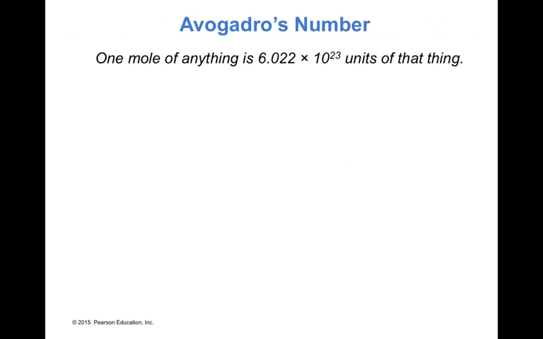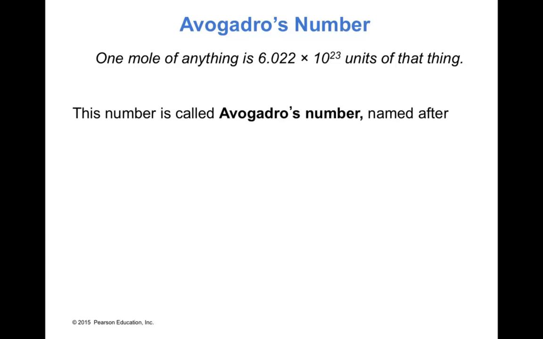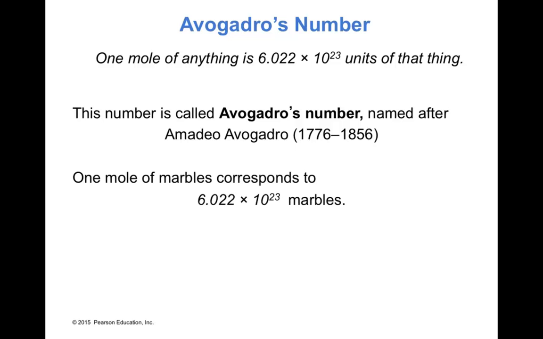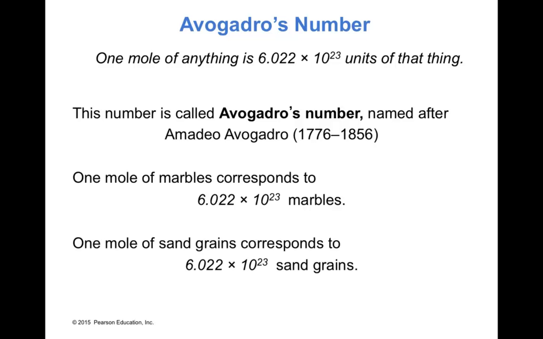This number is known as Avogadro's number. 1 mole of anything is 6.022 times 10 to the 23rd units of that thing. This number is called Avogadro's number, named after Amedeo Avogadro, who defined it and established this number. So 1 mole of marbles corresponds to 6.022 times 10 to the 23rd marbles. In the same way, 1 mole of sand grains corresponds to 6.022 times 10 to the 23rd sand grains.